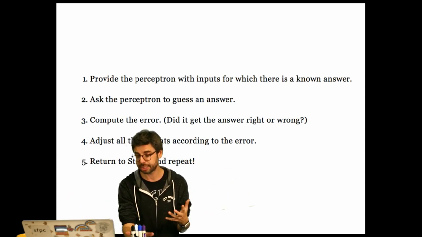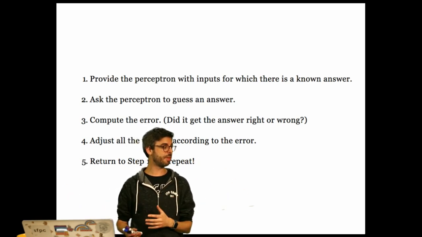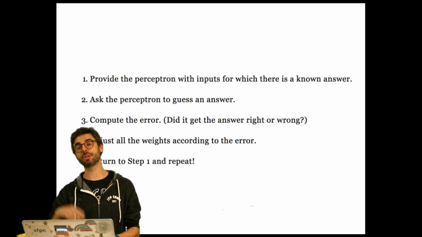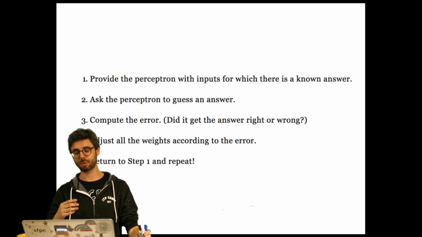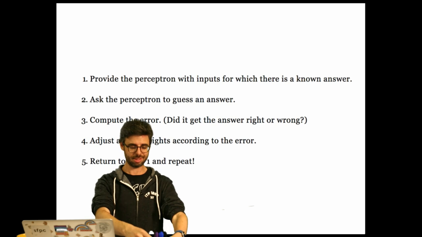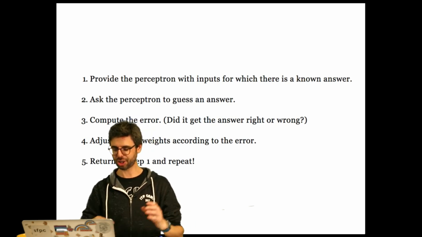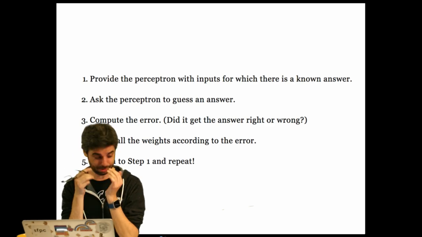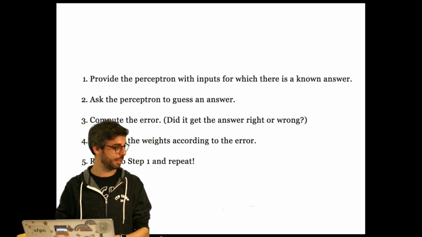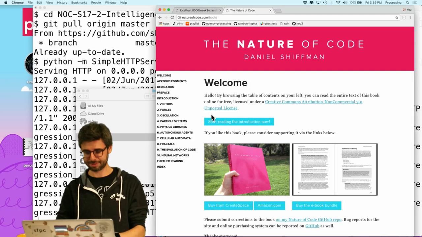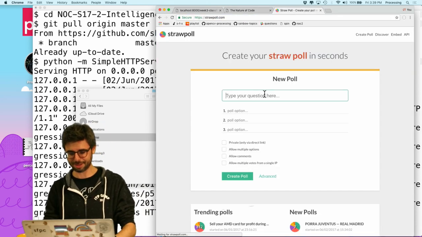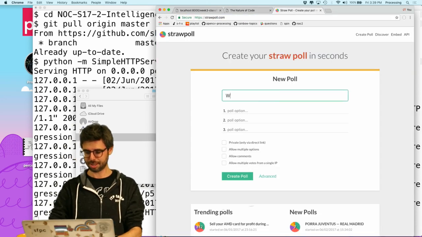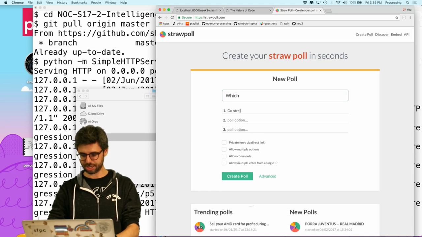So the question is, should I skip the regression and go straight to the perceptron, or should I work on the regression, and I'm trying to decide. And should I do it in Processing? Should I do it in JavaScript? I don't know. So let me straw poll this, because I'm so indecisive. Go straight to Perceptron.